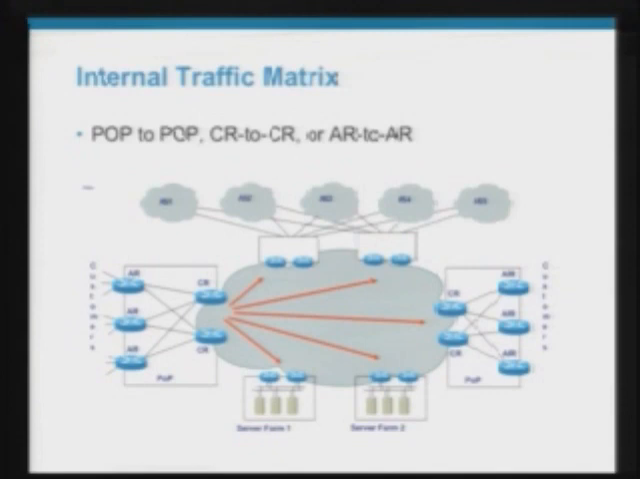And if I were to say one thing about best practice in capacity planning, start with as simple as possible. If you are really doing strategic long-term planning, just keep it to pop to pop. It's a lot more stable than any router to router traffic, and a lot more easily obtainable. And only go to CR to CR or AR to AR traffic matrices as needed.